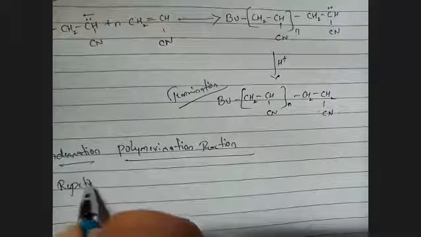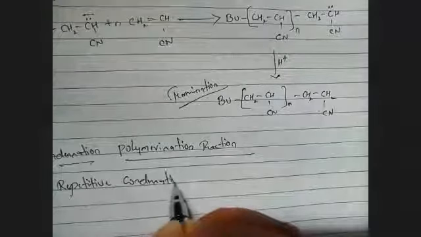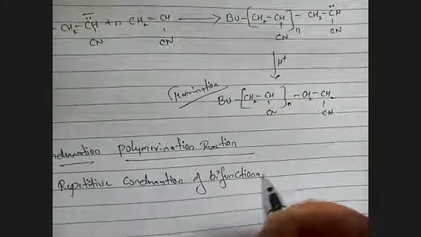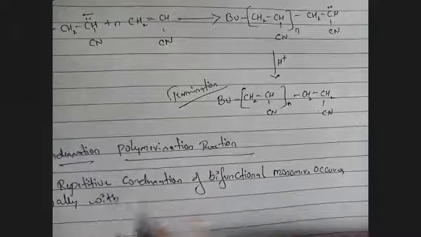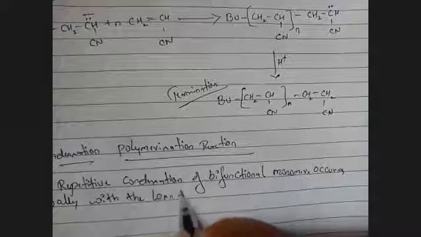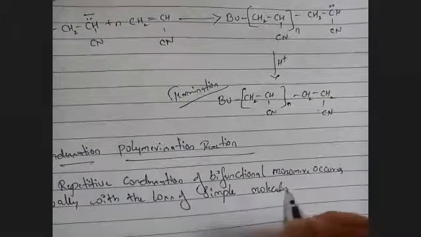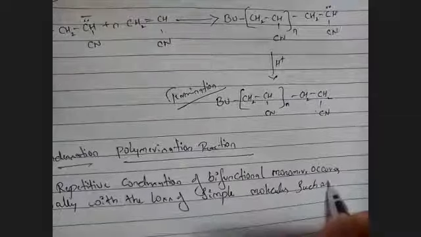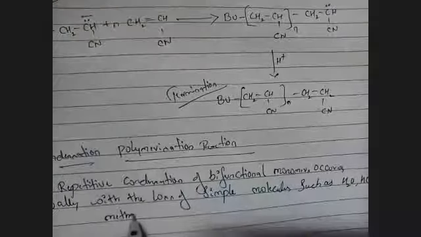Repetitive condensation of bifunctional monomers occurs usually with the loss of simple molecules such as water, HCl, methanol, etc.